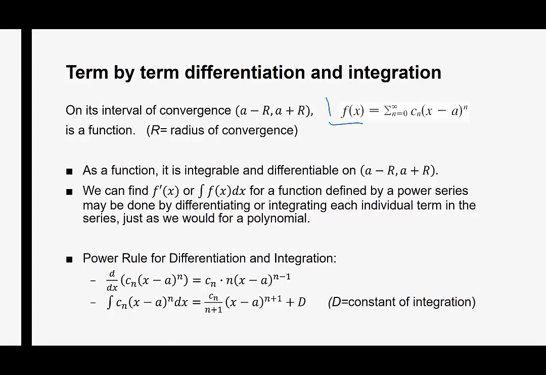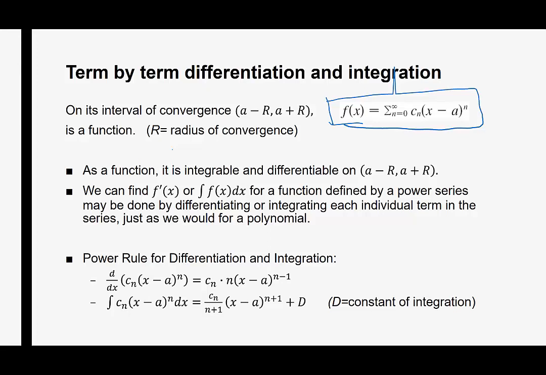it can be a function as long as it converges, because on its interval of convergence, we're plugging in a value of x and we're getting a number out because the series converges, so it's a finite number that's coming out of that infinite sum. So it's a function, and every term of that function is a polynomial. So it's integrable and differentiable on the interval for which we're getting out actual values.